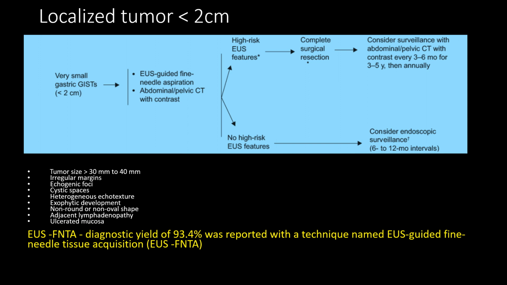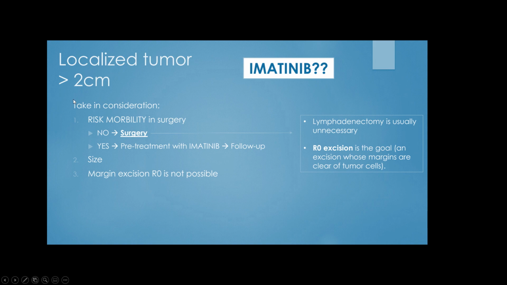which is ultrasound guided fine needle tissue acquisition. And for localized tumor greater than 2 centimeters, if there is no risk of morbidity, then go for surgery. If there is risk of morbidity, then consider pre-treatment with imatinib. And when the size of the tumor is decreased, then follow with surgery. The aim of the surgery is excision where margins are clear of tumor cells, that is R0 excision. If not possible, then go for marginal excision.